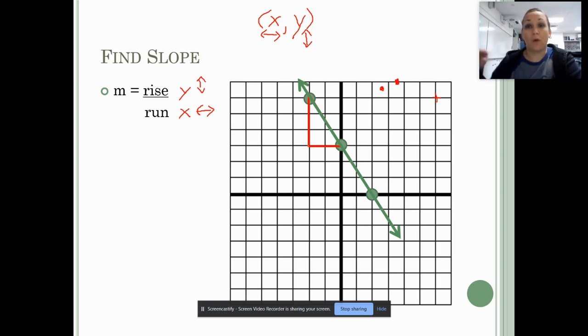From there, you're going to run. Now, if you always choose to start with your left dot, you can rise up or you can rise down, but you will always run to the right. And so that's one of the reasons why I like to pick my left dot, is because I like to always run to the right.